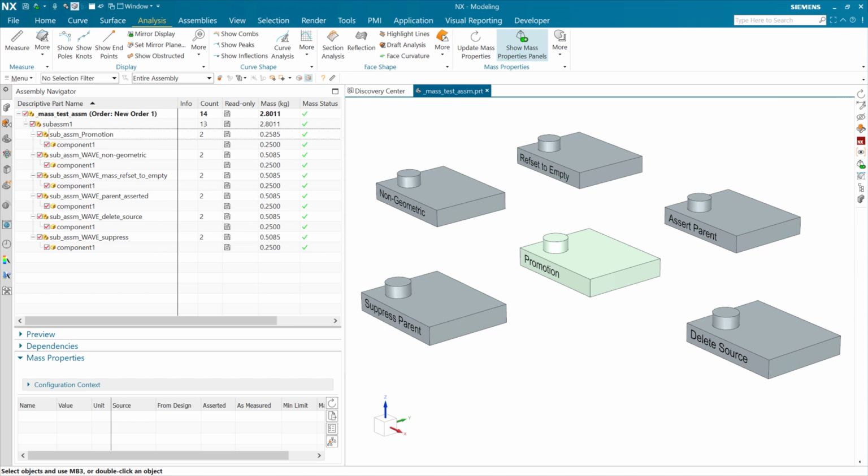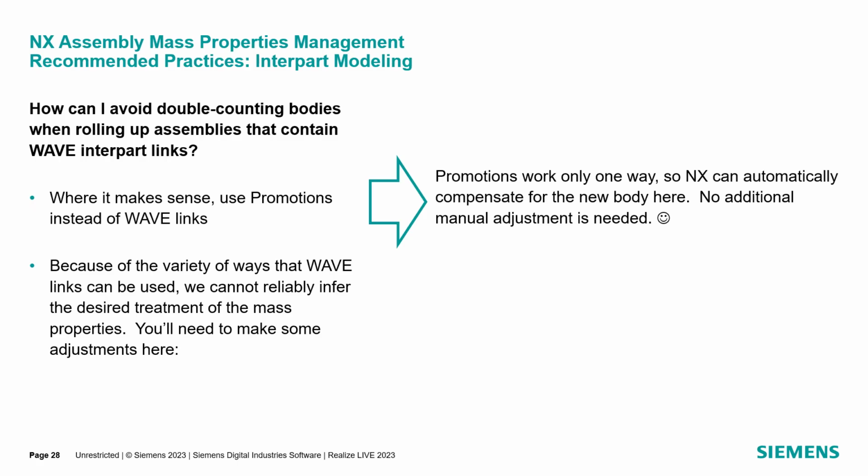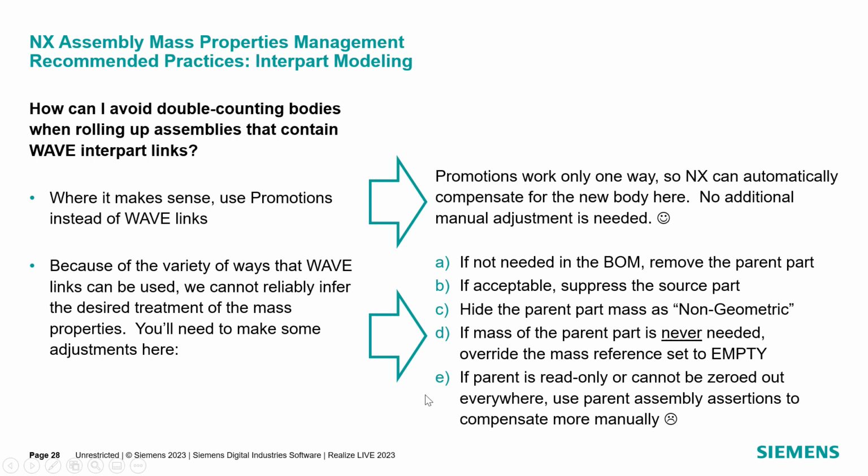And so we need some manual intervention from the customer to help handle the mass properties implications the way that makes the most sense in a specific design, okay? And so that's where here, because of the variety of ways that mass wavelinks can be used, right, we can't infer that treatment, and so we'll need to make some adjustments. And all those other examples in the model are these 5, right? So we'll walk through these and look at how these work and what the effects will be inside NX, okay?